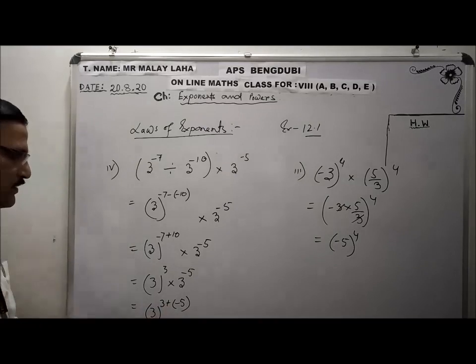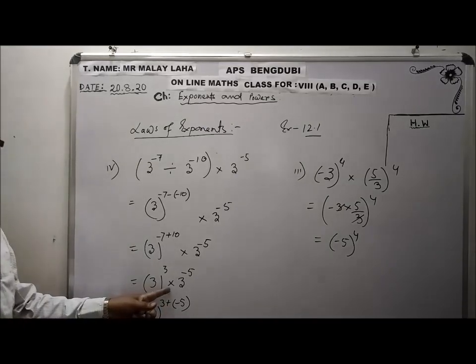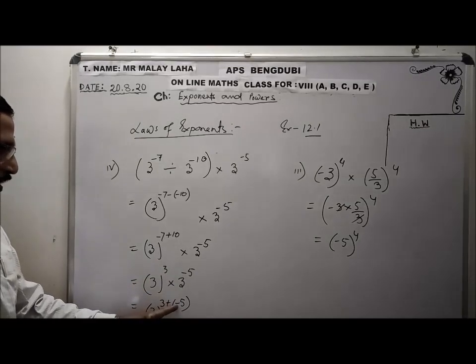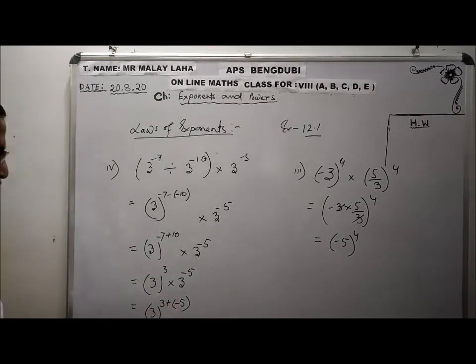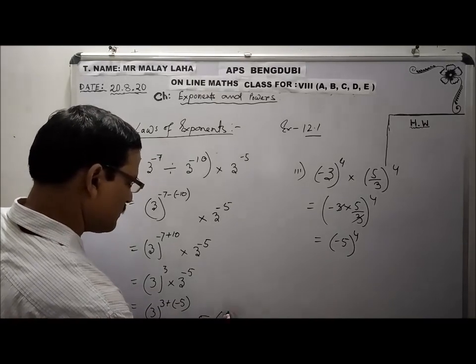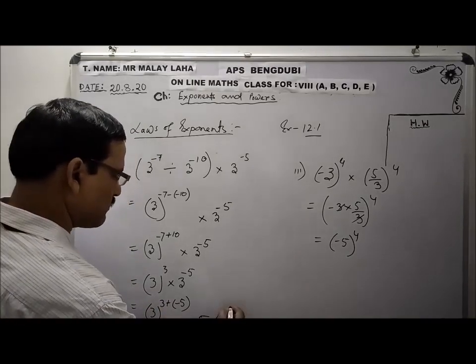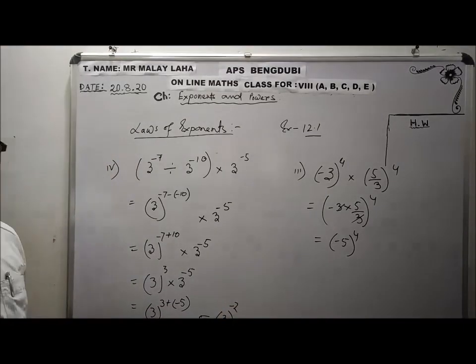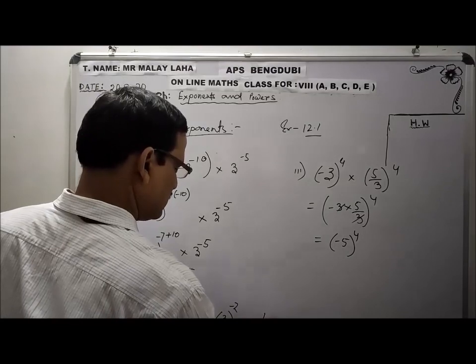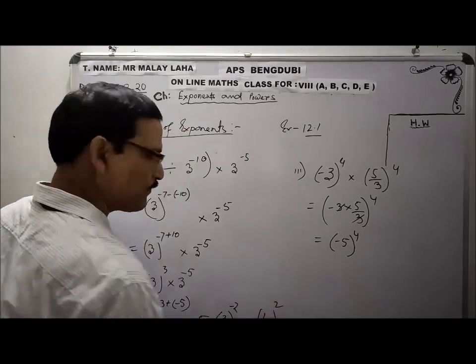Why plus? Because now we have to multiply. That's why both the powers you have to add. But this one is negative, that's why I have kept it in a bracket. So that will be equal to 3 raised to plus minus minus, so minus 2. It is coming negative. Finally, we have to show it in positive. How? 1 by 3 raised to 2.